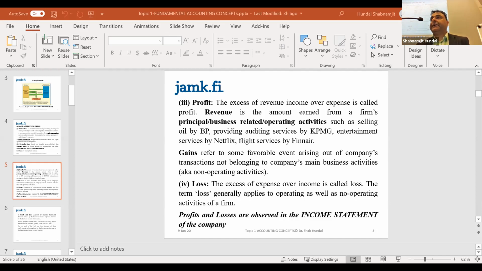You can call it sales revenue or sales or revenue. Remember that these people who make accounts of this company don't know that Shab Hundal is teaching you an accounting course. So they can't write the terms according to me. So it's very important that you understand the synonyms. Sometimes you have to dig deeper and use your own common sense about what it means. Sales revenue or sales or revenue are the same thing.